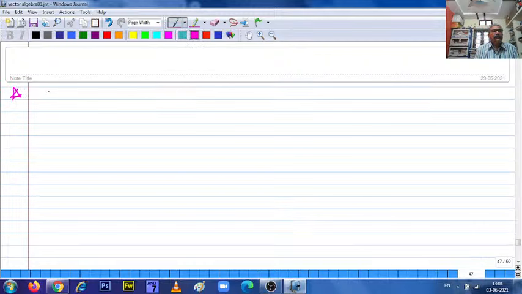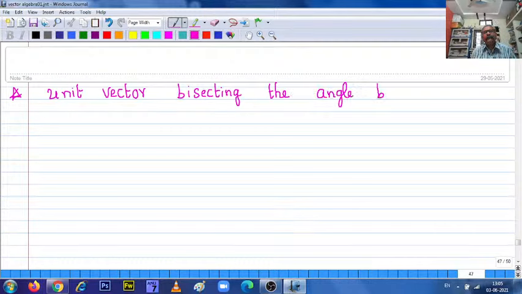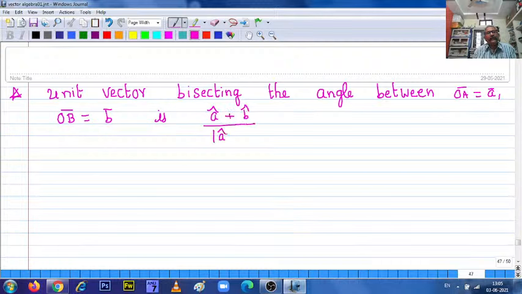Next, unit vector bisecting the angle between OA equal to A bar, OB equal to B bar is A cap plus B cap, that is unit vector A cap plus unit vector B cap.